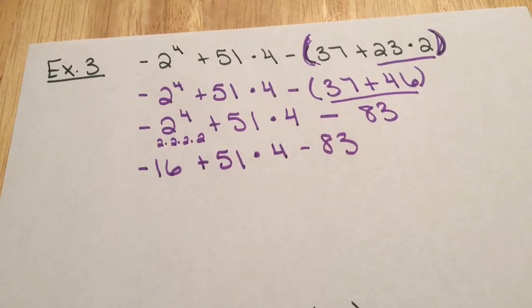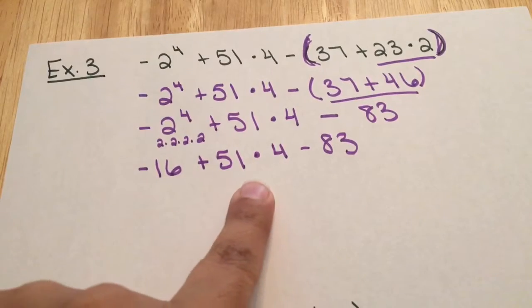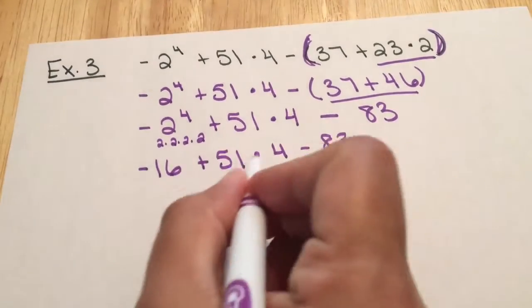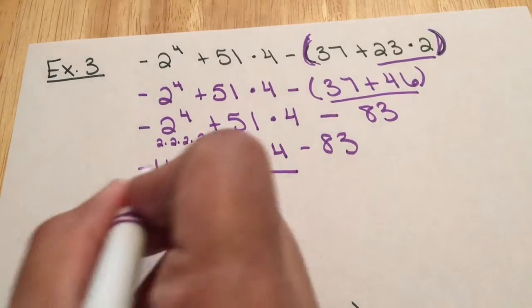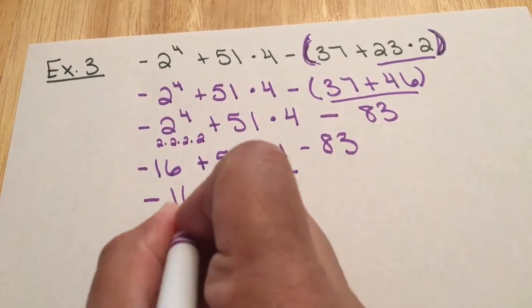Okay? So now that we've done our exponent, we're on to our third step in our order, multiplying and dividing from left to right. So I only see one multiplication here, 51 times 4. So I'm going to go ahead and multiply those two, and I'm going to get a positive 204.